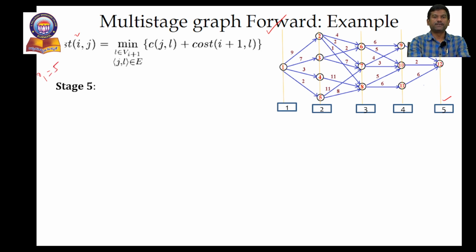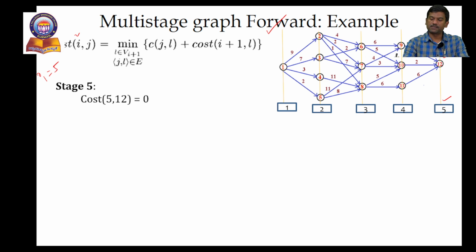What does the j value indicate? At stage 5, what are the vertices present? Since there is only one vertex, you need to compute cost of 5 comma 12, and an initial condition is used: cost of 5 comma 12 will be equal to 0. For any given graph, the cost of the last stage with the destination vertex is initialized to 0.